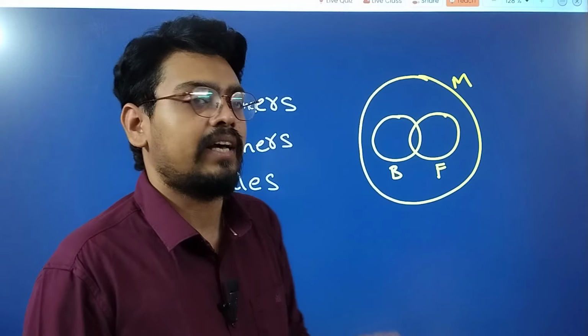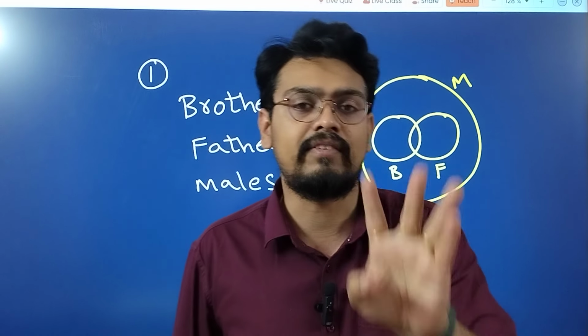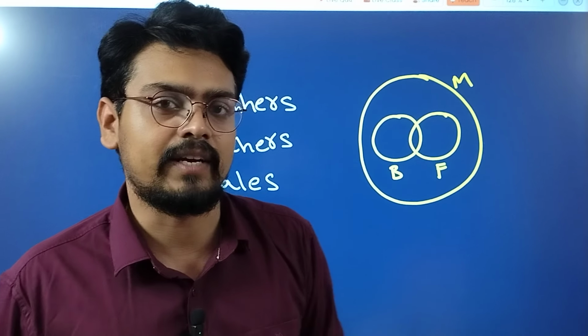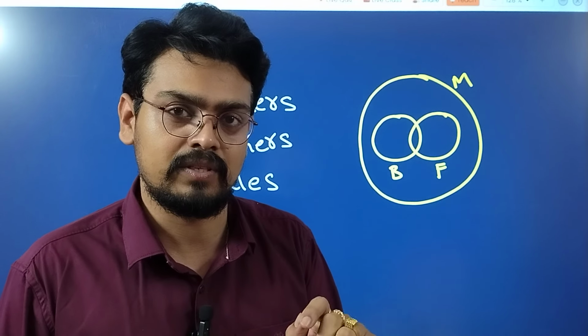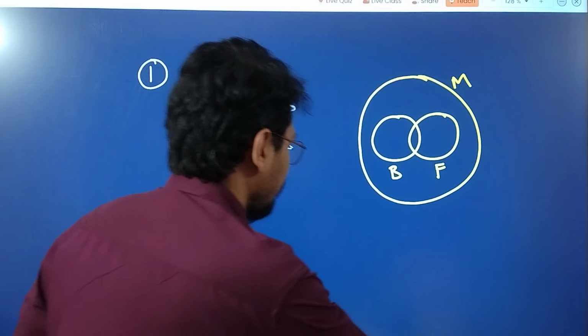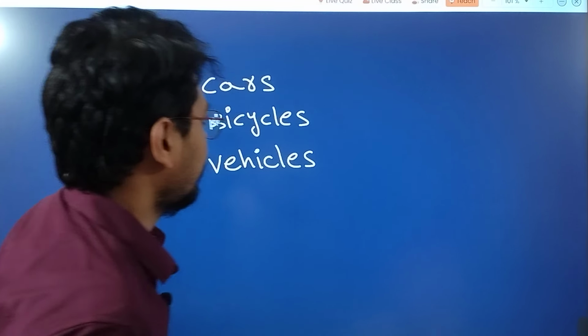In your question, along with these words, you will be having four options. That means four diagrams. You have to select the one perfect Venn diagram among the four options. Okay. Hope you all are clear.